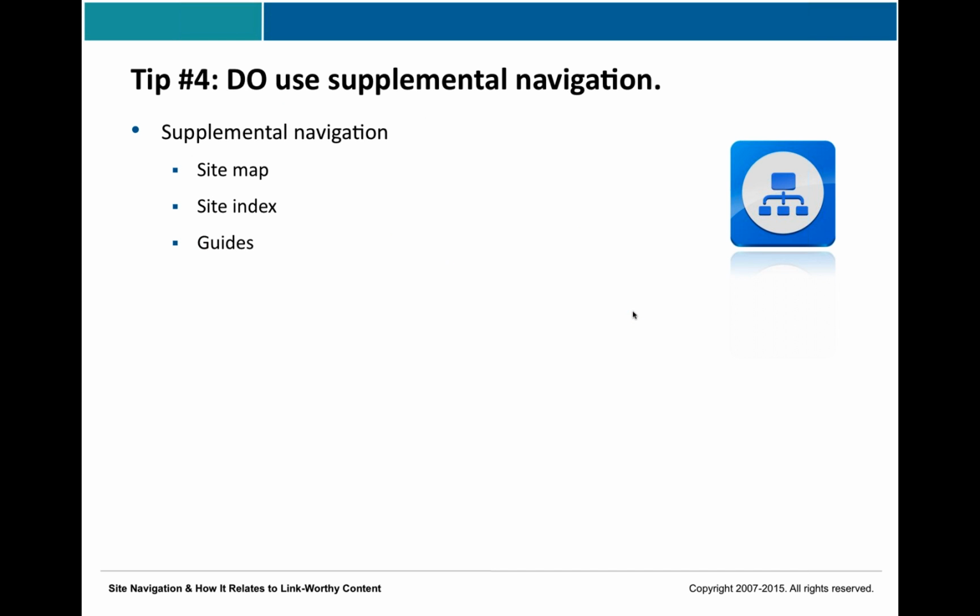So what do I mean by supplemental navigation? A sitemap, and by sitemap I don't mean an XML sitemap. I mean a Wayfinder sitemap. The larger your site, the more likely you're going to need a site index instead of a sitemap. And the golden child of all of this are guides. Guides are linkable assets, and people do love to link to them. Let's look at some good supplemental navigation examples.